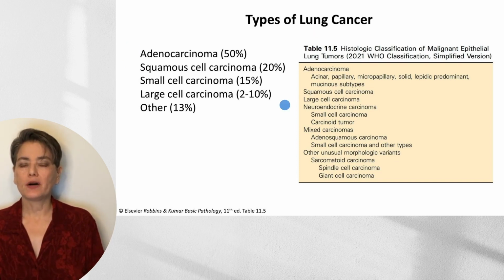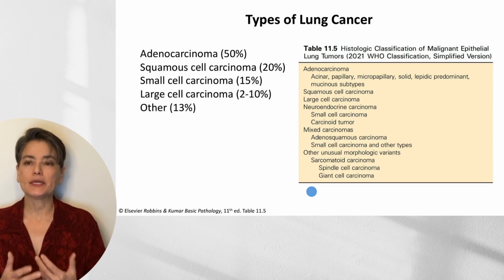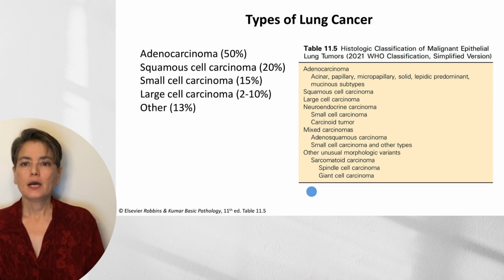Here is a simplified table from the World Health Organization, just to give you an idea of the spectrum of malignancies we can see in the lung. What we'll be focusing on in Robbins will be adenocarcinoma, squamous cell carcinoma, and small cell carcinoma. If you understand these three, you'll be in good shape for taking care of patients. Large cell carcinoma is a diagnosis of exclusion. And then we have this other category, which is going to include some unusual morphologic variants.